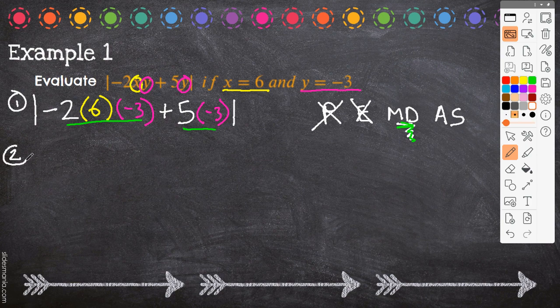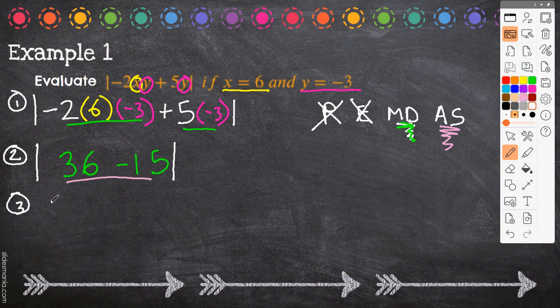So step 2, we're going to do -2 times 6 times -3 is 36. You plug that in the calculator. And 5 times -3 is -15. That was all the multiplication and division. So my next step is going to be all of the addition and subtraction, which is right here. So 36 minus 15 is 21.